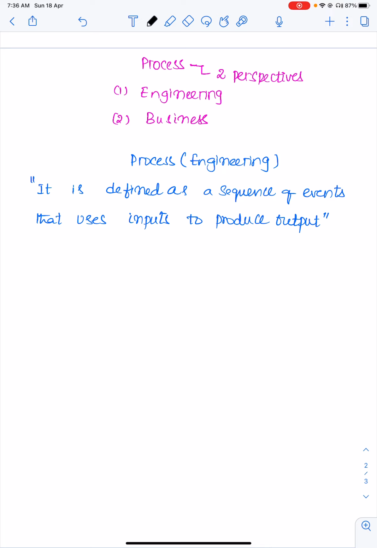Okay, so what do you mean by process? Process from engineering perspective is defined as a sequence of events. So what does it do? It uses inputs to produce an output. Now, first we'll see the definition part. In every one of these topics, first we'll see what the definition is, then we'll see a small example in order to understand the definition. Now let us see what exactly it is saying.